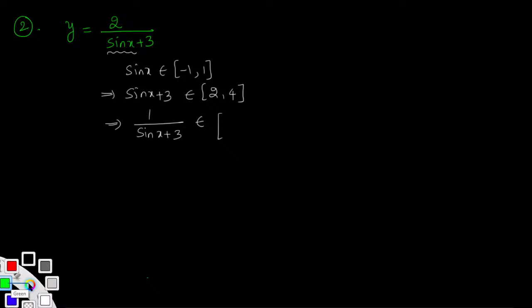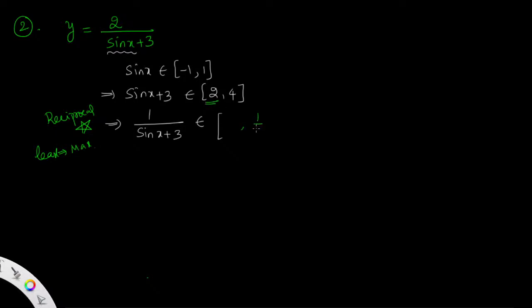You have to observe, when taking the reciprocal, this is the most important step: the least value is converted to the maximum value. The least value here is 2, so it goes to 1 by 2. And 4 is the maximum value, so it goes to 1 by 4. Reciprocal means the minimum value goes to maximum and the maximum value goes to minimum.